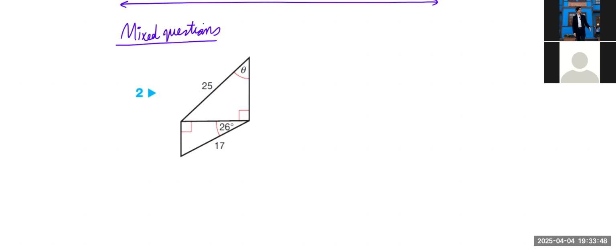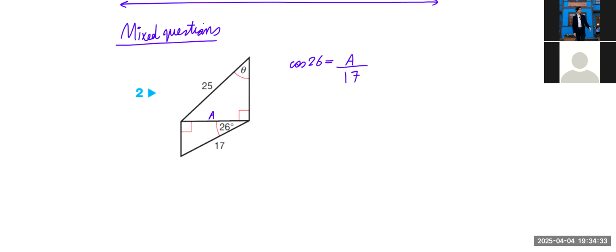So I would find the bottom triangle. I'll find the adjacent. How would you find it? What's the formula going to be? Cosine. Exactly, because you have the adjacent and the hypotenuse. Cosine of 26 equals, what is it? A over 17. Good.